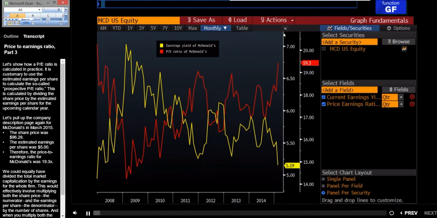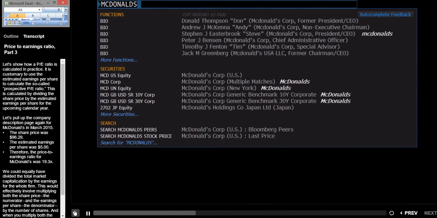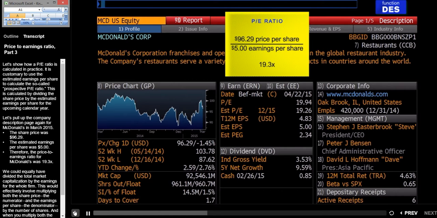Let's show how a PE ratio is calculated in practice. It is customary to use the estimated earnings per share to calculate the so-called prospective PE ratio. This is calculated by dividing the share price by the estimated earnings per share for the upcoming calendar year. Let's pull up the company description page again for McDonald's in March 2015. The share price was $96.29. The estimated earnings per share was $5. Therefore, the price-to-earnings ratio for McDonald's was 19.3 times.